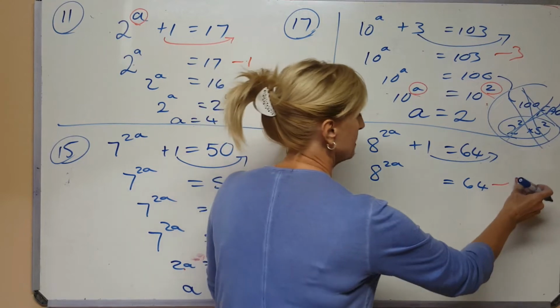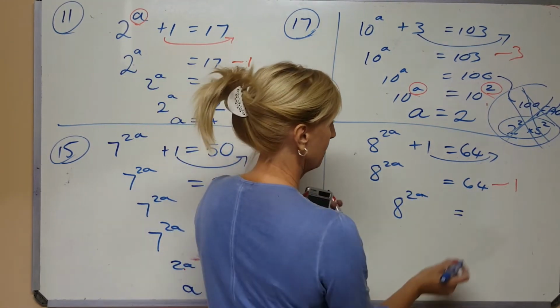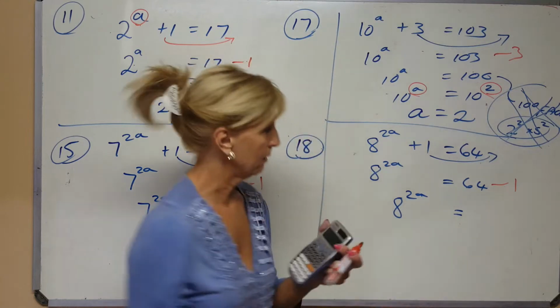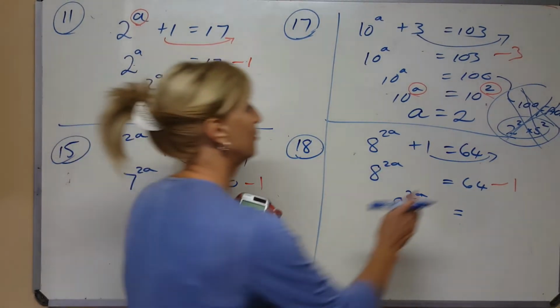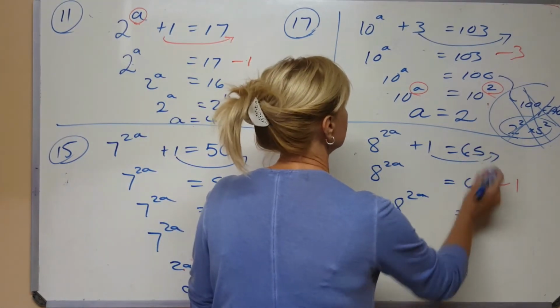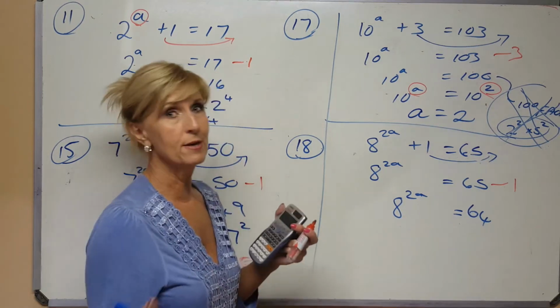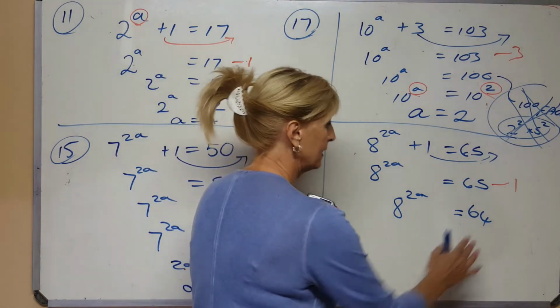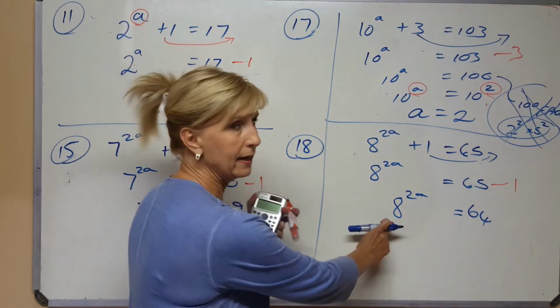Okay, it goes across 64. The plus 1 becomes a minus 1. And you've got 8 to the 2A equals, what did I write there? Did I write it wrong again? 18? Yes, I already did it in my head. 65, and I already did it and said 64. How do I know my sum was wrong? Because there's no way that 65 was going to become something power 8.